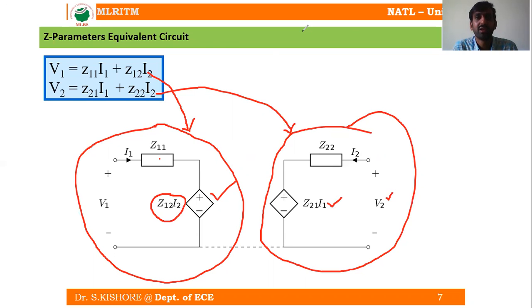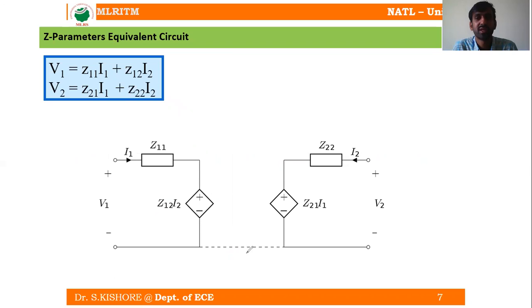So the overall circuit, if we combine this as a two-port network, this is going to be our equivalent circuit diagram, right? So this is going to be our equivalent circuit diagram of the obtained equations, that is V1 and V2. So now let us solve some example.